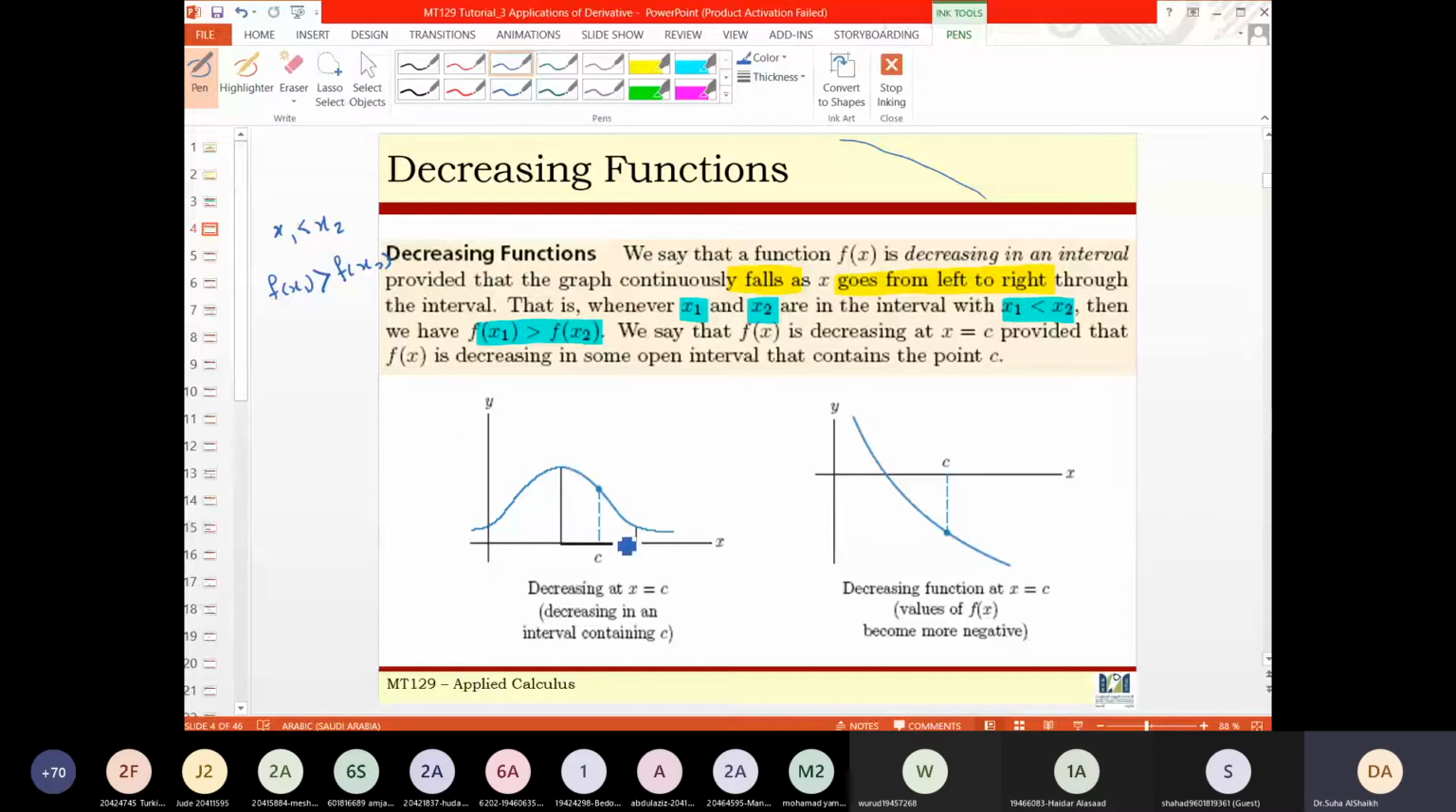So you can see it here in this example. The function is decreasing. We say it is decreasing at the point C. Why? Because it is decreasing in an interval around the point C.